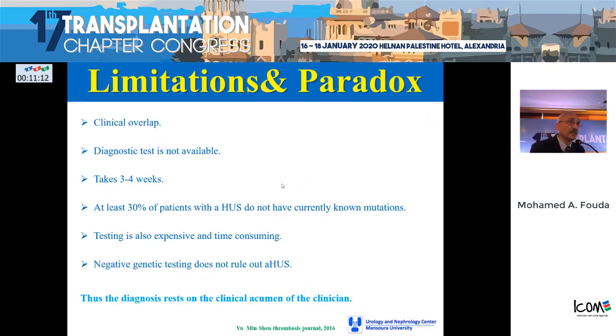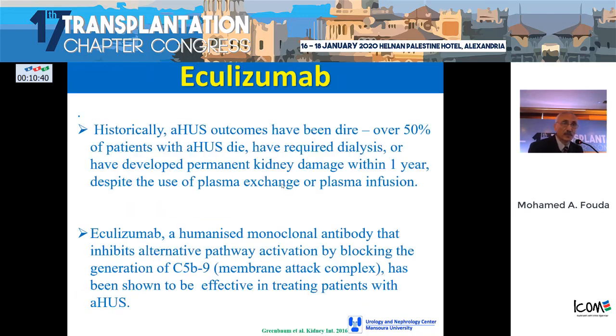In spite of the genetic screening mentioned by Professor Muntasir, still we have limitations, still we have a paradox because we have a clinical overlap, the diagnostic test is not available, and if available, it takes 3 to 4 weeks, it is expensive and time consuming, and at least 30% of patients do not have currently known mutations, so negative genetic testing does not even rule out atypical HUS. That is why we consider that the diagnosis still rests on the clinical judgment of the physician.